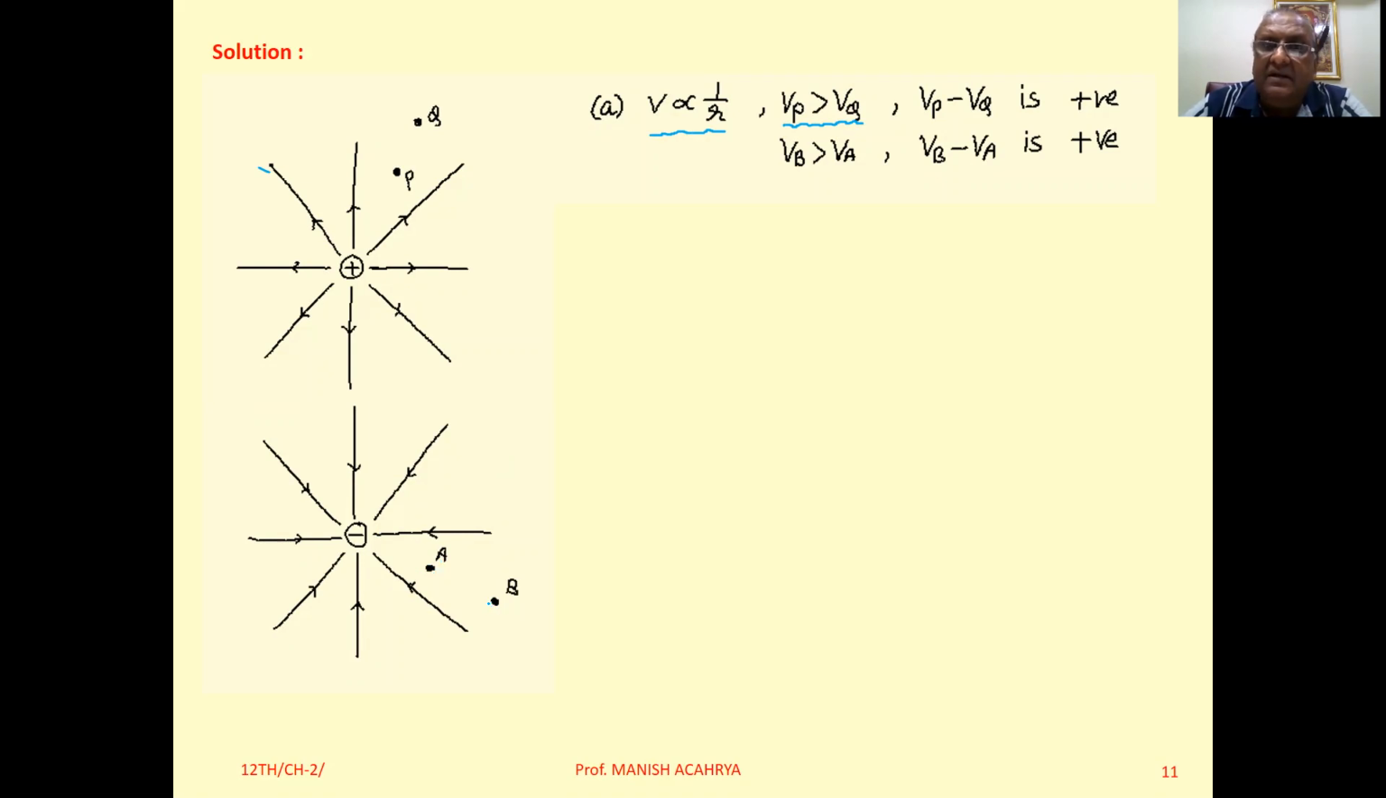But here, why do we write VB is greater than VA? Because here the potential at A is more negative compared to B. So the value which is more negative is smaller, and the one which is less negative is greater. Right? So VB is greater than VA. So for the first figure, we can write VP minus VQ will be positive. And for the second case, VB minus VA will be positive. Clear to all of you?